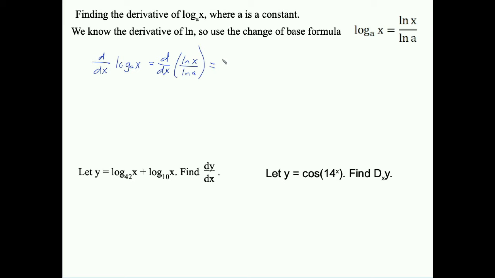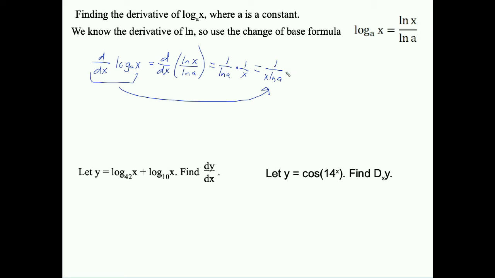So we have natural log of 1 over the natural log of a, so we have our constant still, times, and we just take the derivative of natural log, which is 1 over x. And so actually the derivative of log base a of x is 1 over x times the natural log of a. So this is equal to this.